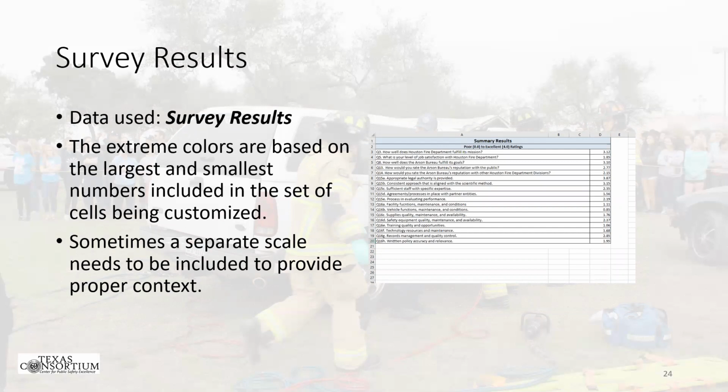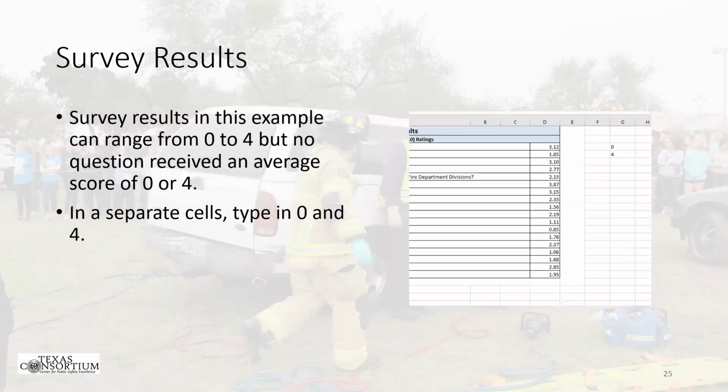Next example, survey results. One thing I like to do, especially in COVID, since I can't do discussions with crews, is sending out surveys. And I think the firefighters are already getting tired of Survey Monkey, but it's what we have to get done. So we asked our personnel, how do you rate things on a 0 to 4 scale? The extreme colors are based on the largest and smallest number, including the set of cells being customized. So I create a second little set here of 0 and 4 to represent the minimum and maximum.